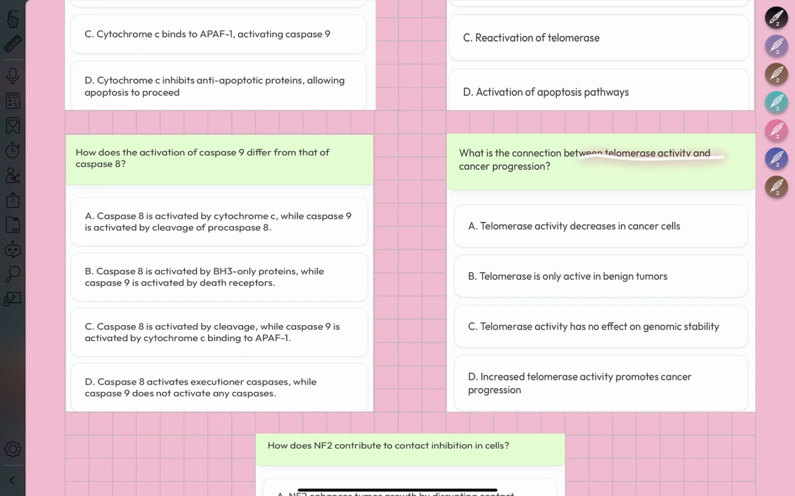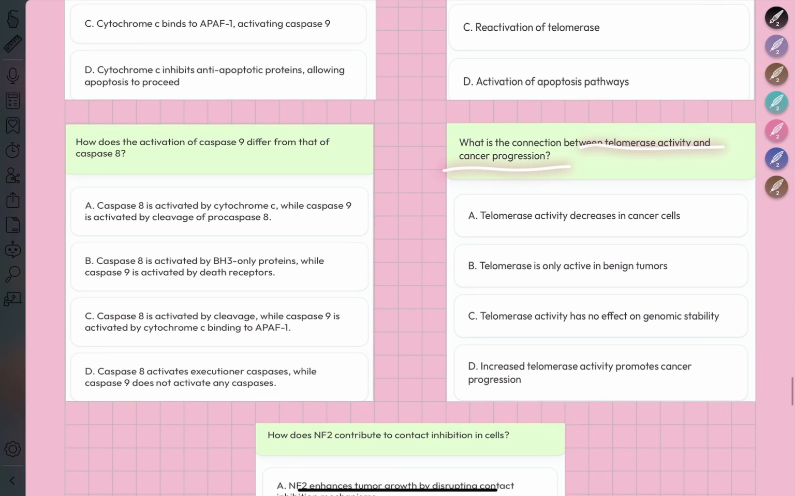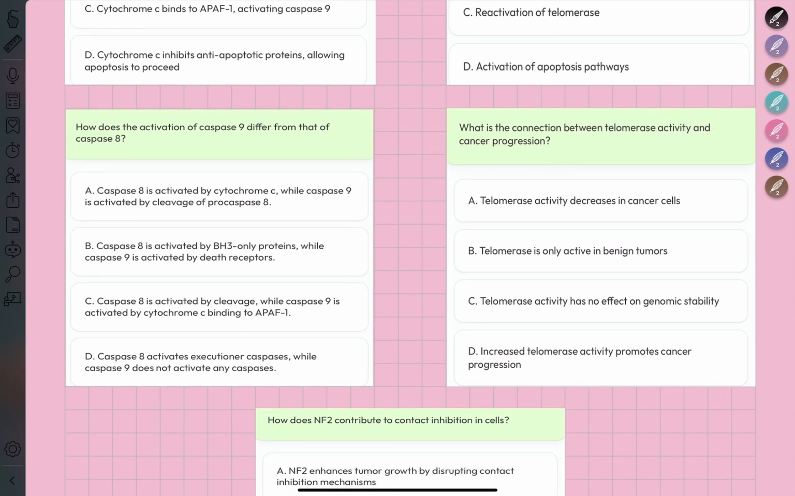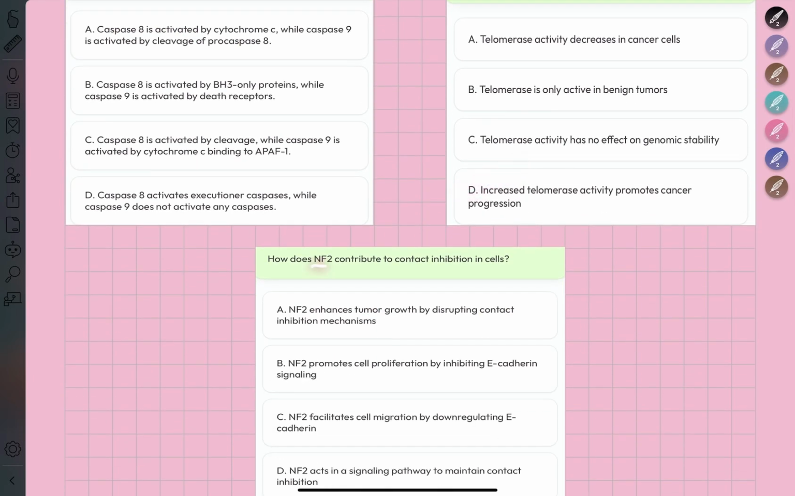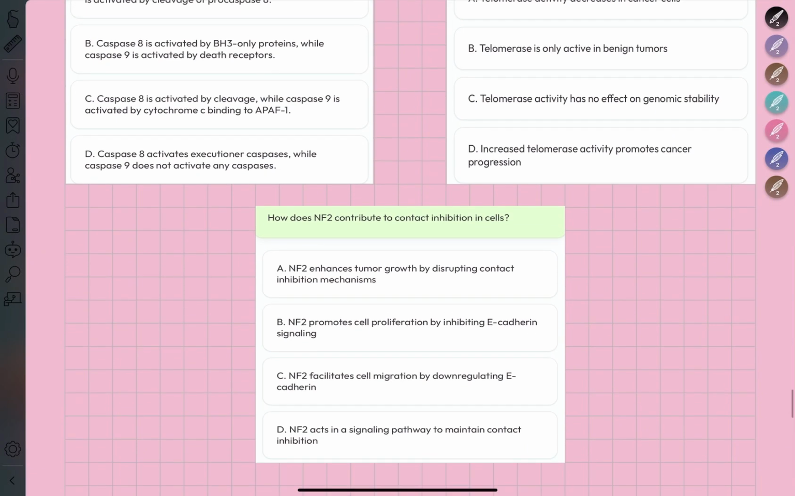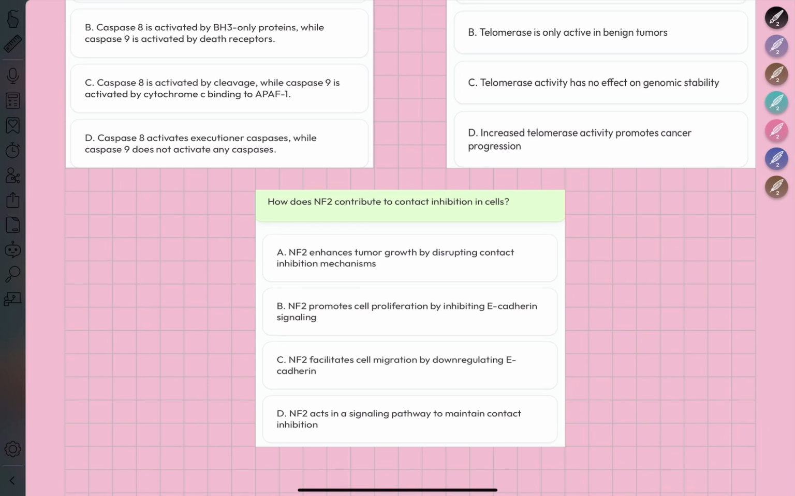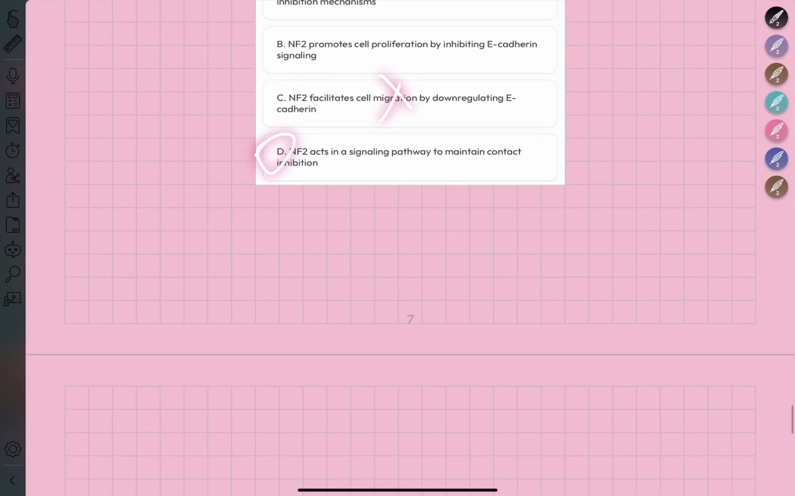What is the connection between telomerase activity and cancer progression? Increased telomerase activity promotes cancer progression. How does neurofibromin or NF2 contribute to contact inhibition? We said it has to do with E-cadherin. So it acts in a signaling pathway to maintain contact inhibition. Does it enhance tumor growth? No. Does it promote cellular proliferation? No. Does it facilitate cell migration? No.